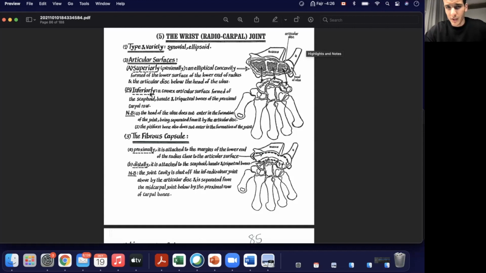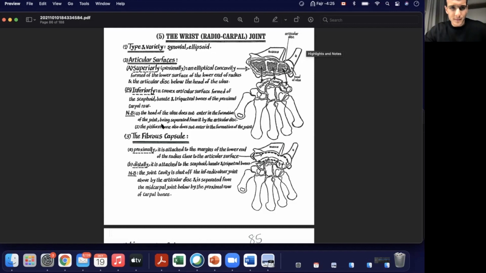Inferiorly, we're talking about the carpal bones themselves: a convex articular surface formed by the scaphoid, lunate, and triquetral bones of the proximal carpal row. You have to know there are two rows of carpal bones, the proximal and the distal. The proximal is made up of the scaphoid, lunate, and triquetrum, and the distal is made up of the hamate, the capitate, the trapezium, and the trapezoid, with the trapezium closest to the thumb.